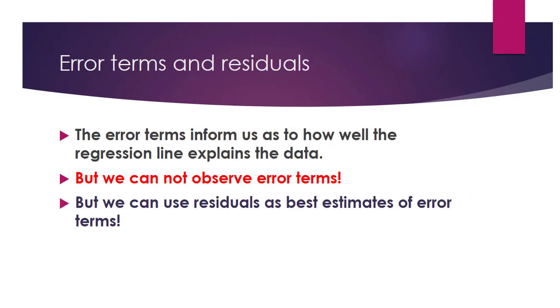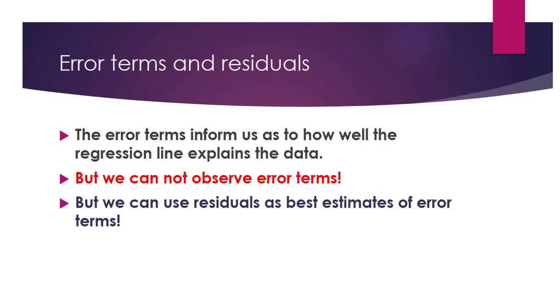The error term informs us of how well the regression explains the data. Large error terms mean that the model isn't that great at explaining the data and making predictions, and small error terms mean that it's a good model, it makes accurate predictions. But we can't observe the error terms. No worries, we will use residuals as estimates of the error terms, just like how we use the sample mean as an estimate of the population mean.